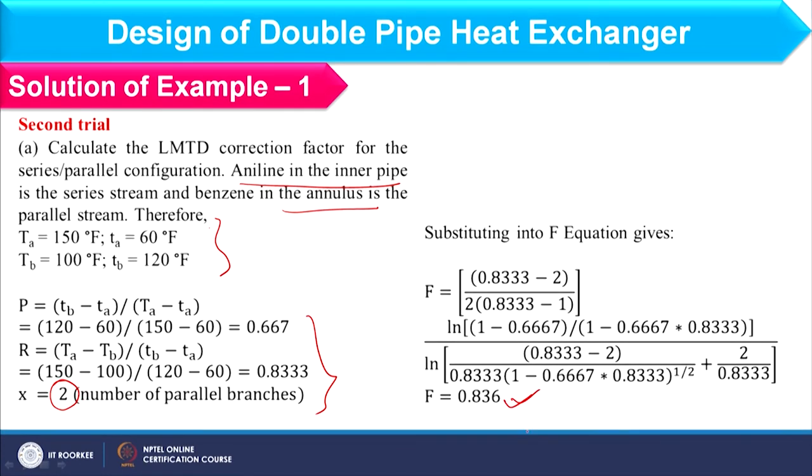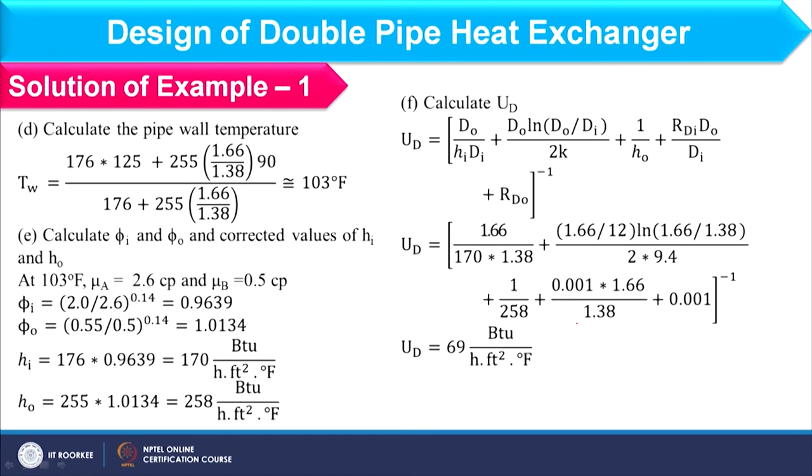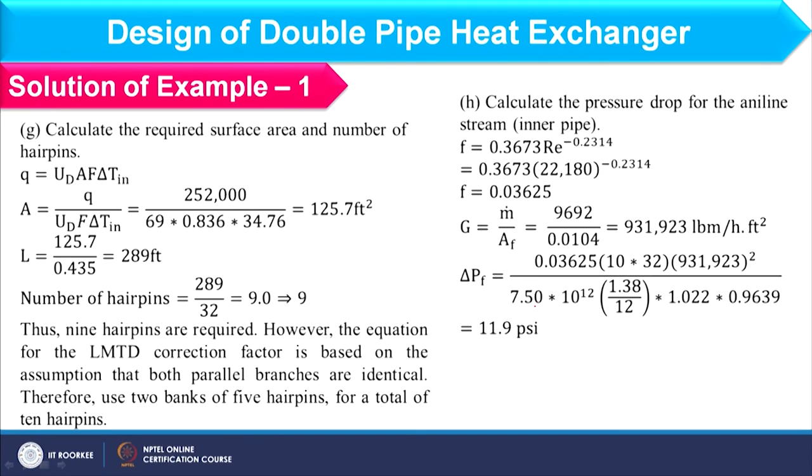So the FT value we can obtain as 0.836. Considering this, we can calculate the hi value and ho value like this. I am not going into detail of that, because this we have already discussed in the first trial. We can calculate the wall temperature and then the viscosity correction factor and then the revised hi and ho value, and so the dirt factor, and so the overall heat transfer coefficient considering dirt factor, right? And then we will further calculate the total length, how much total length will be required. So that comes out as 289, and this corresponds to the previous calculation only.